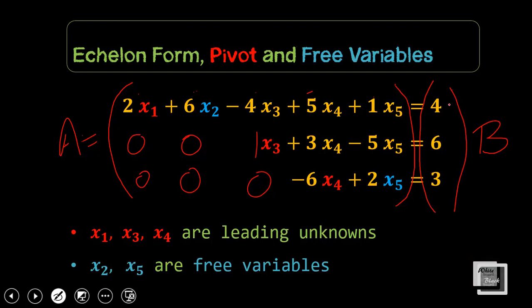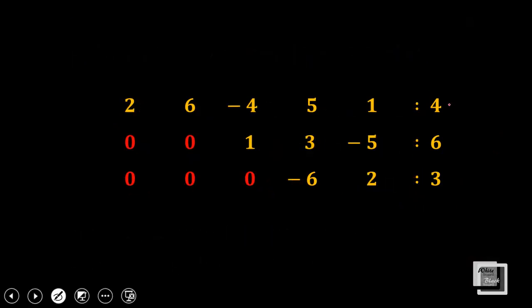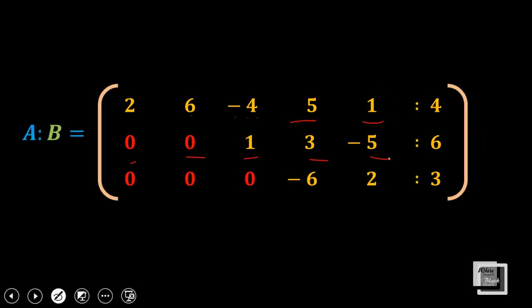Now these two different matrices when appended together, we call that matrix an augmented matrix. That means the matrix corresponding to this echelon form of the system of linear equations can be written like this, where matrix A is 2 6 minus 4 5 1, 0 0 1 3 minus 5, and the column vector B is this one, 4 6 3. Appended together, the augmented matrix will be this one.